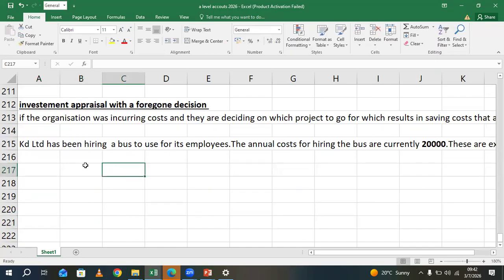So let's have, we want to calculate our cash flow. So we are going to put our years horizontally. So let's have the year 0, year 1, year 2, year 3, year 4, year 5.